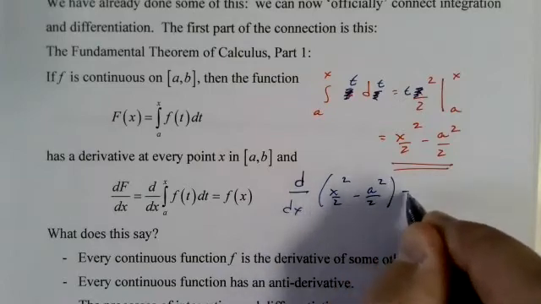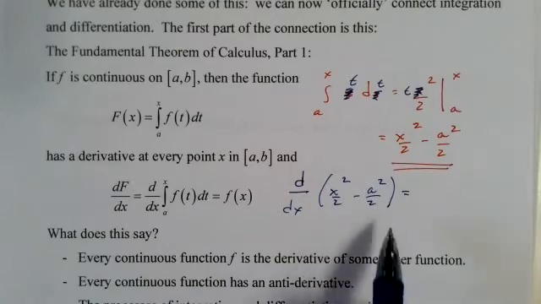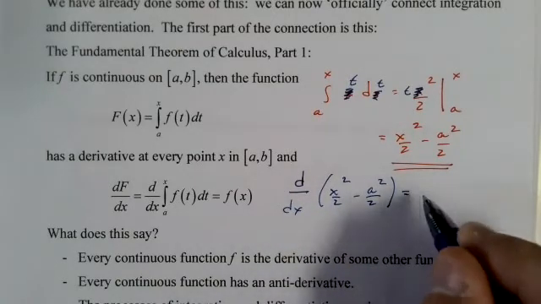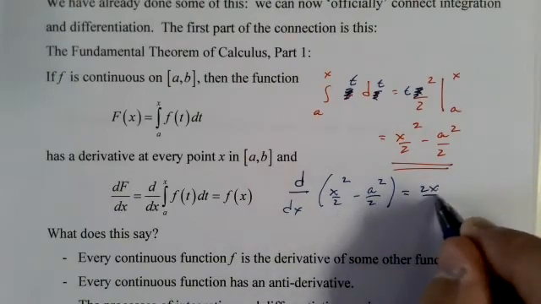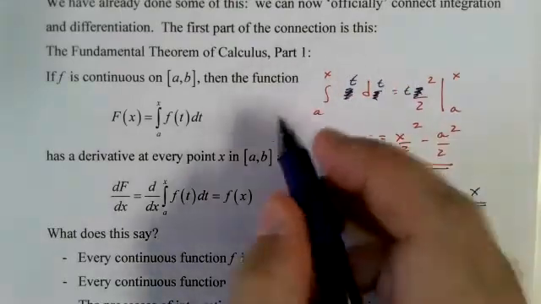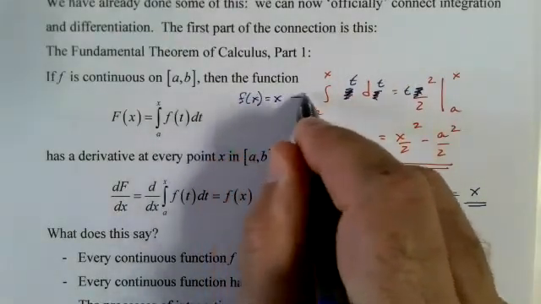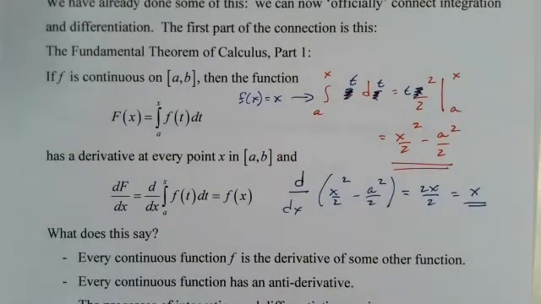This is where I keep screaming and yelling at the top of my lungs. What's a constant? What's a variable? This a squared is a constant. That's gone. It's 0. Derivative of this is 2x over 2, just x. And there's our original function. And we use the dummy variable in there. We get back to where we started.